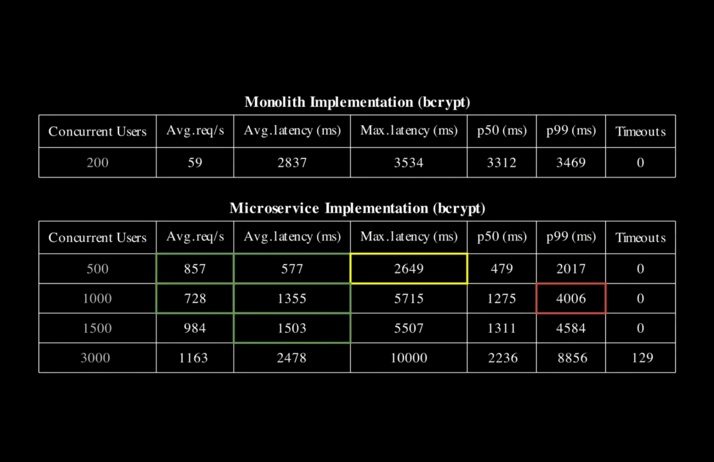Finally, let's look at the absolute limit, 3000 concurrent users. At this peak, the system managed an impressive 1100 requests per second, but the average latency hit almost 2.5 seconds, right at our limit. The stress was clear. The P99 latency is nearly 9 seconds, and we started seeing more than 100 timeouts. This is our saturation threshold, the point where our system's queuing can no longer handle the sustained load, and the response times become unacceptable for production use.